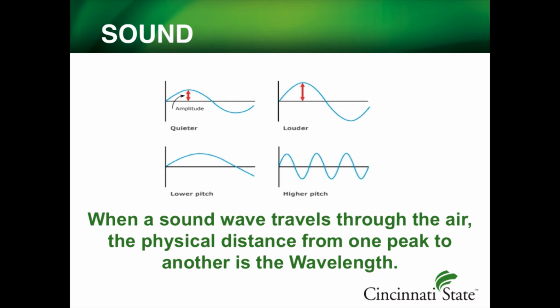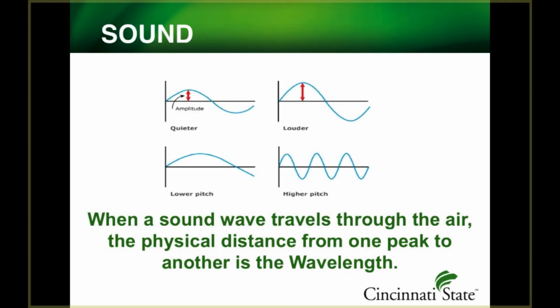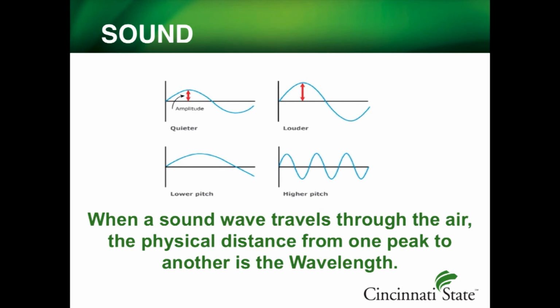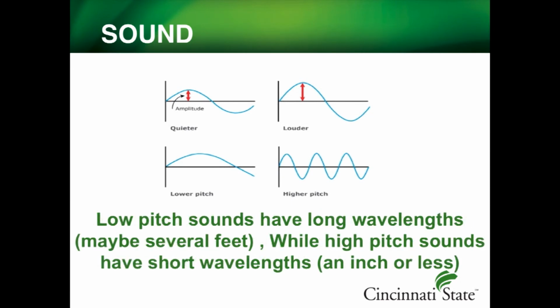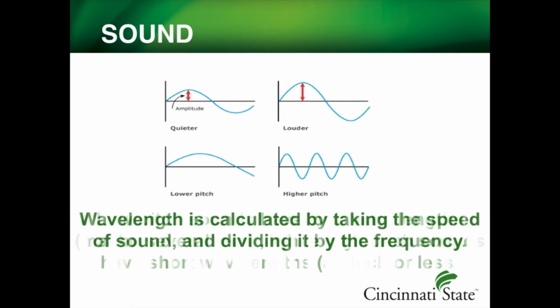When a sound wave travels through the air, the physical distance from peak to peak is called the wavelength. We talked about this before. So going from peak to peak, that is the wavelength. Just reiterating this because it's important to know. Low pitch sounds have long wavelengths, maybe several feet or longer, while high pitch sounds have short wavelengths, sometimes an inch or less. And as I said also, those low pitches can go really long between waves. Wavelength is calculated by taking the speed of sound and dividing it by the frequency. You don't necessarily need to know that, but it's important to understand that's how you come up with the wavelength when they're measuring these things.